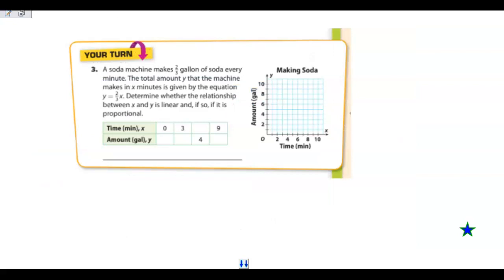Let's take a look at this one. A soda machine makes 2/3 of a gallon of soda every minute. The total amount of y that the machine makes in x number of minutes is given by the equation y equals 2/3 x. Determine whether the relationship between x and y is linear, and if so, is it proportional? So when I substitute my values in for x, at 2/3 times 0, I get 0. At 2/3 times 3, I can cross simplify. 2 times 1 is 2, so 3 is going to be 2.